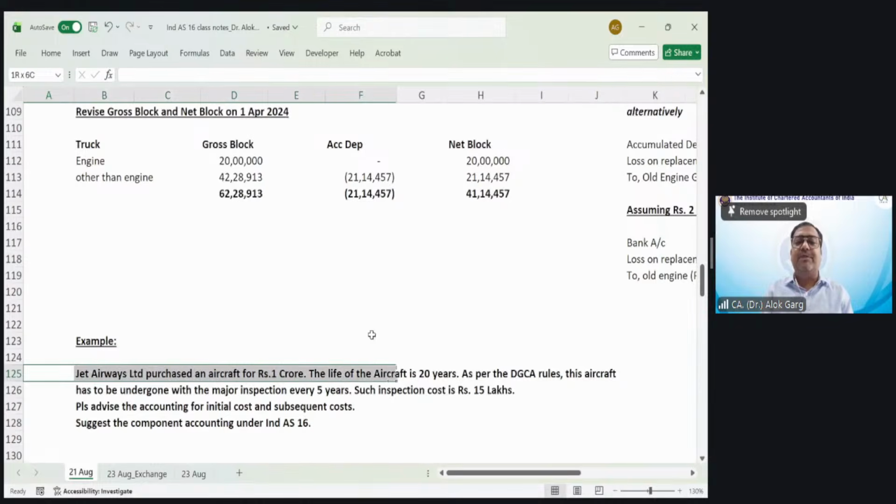Jet Airways Limited purchased an aircraft for rupees 1 crore. The life of the aircraft is 20 years.